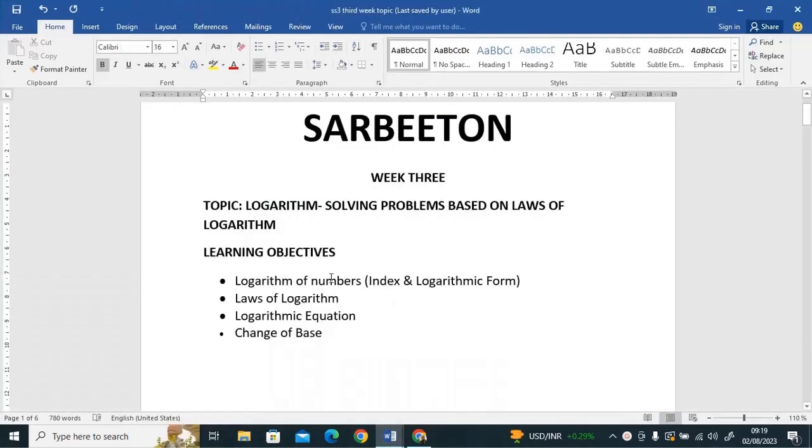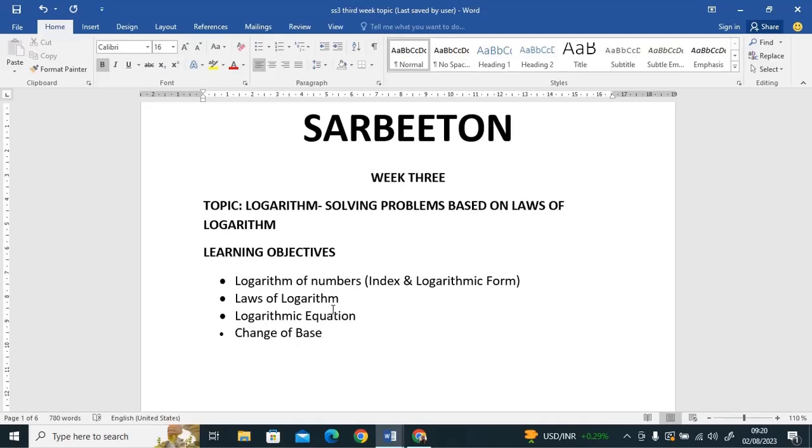Now this is our learning objective: logarithm of numbers, how you can convert from index form to logarithm. Then laws of logarithm, we are going to look at them one after the other. Then we'll look at each of the laws, and I'm going to explain how those laws work. Then logarithmic equations. Logarithm is a core concept of SS3 mathematics that you have to know.